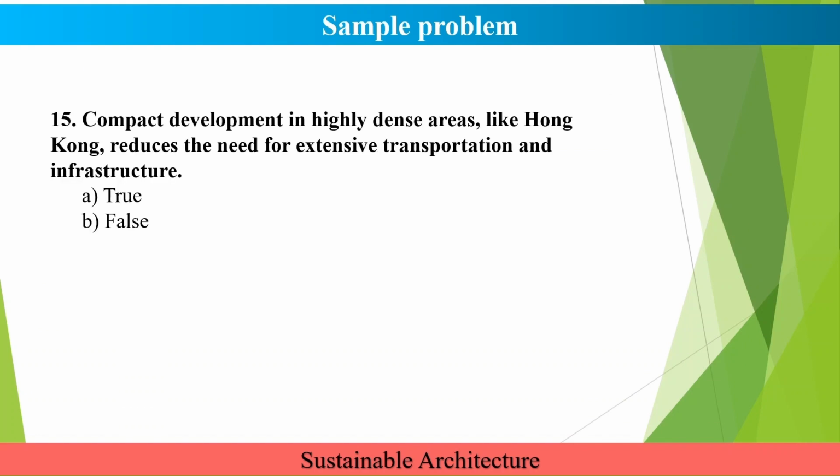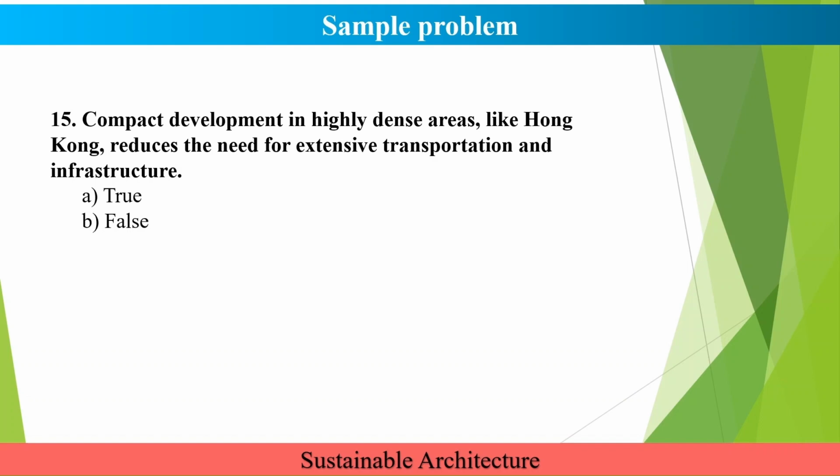Here is question number 15. Compact development in highly dense areas like Hong Kong reduces the need for expensive transportation and infrastructure. Is it true or false? Okay, so based on the previous discussion also, it is clear now that it is true. So let's move to the next question. Question number 15 is done.